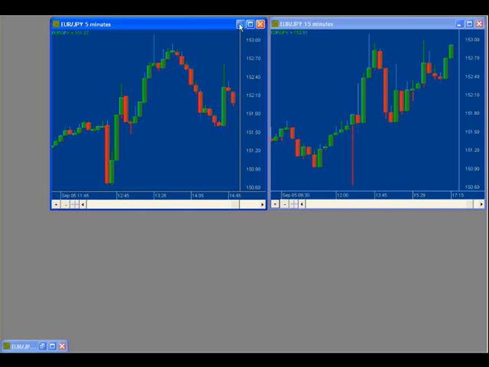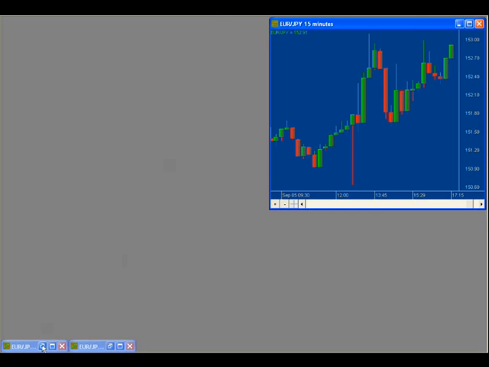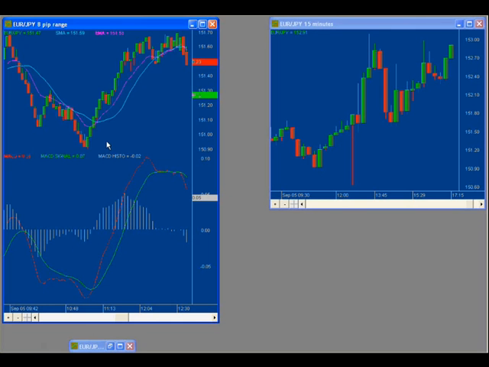Okay, let's look at this in an 8-pip range bar chart. A range bar is a bar that opens a new bar after a certain range of pips has been filled. So it's not done by the clock, it's done by price movement. It takes fast price movements and makes them into little bite-sized pieces, and it takes slow price movements and doesn't spread them out. This is a Euro-Yen 8-pip range bar.